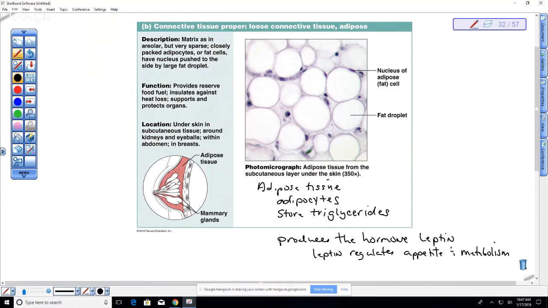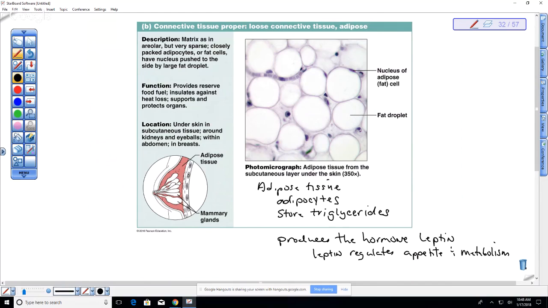So if you eat regularly and frequently, your body will produce leptin, and that will decrease your appetite because you're eating three good meals a day, and that tends to boost your metabolism so that you burn it off.